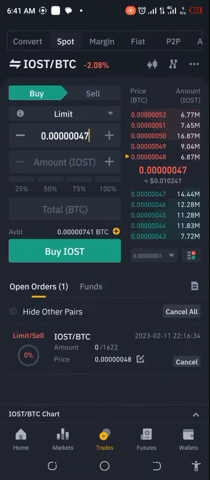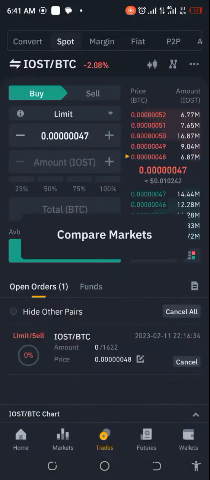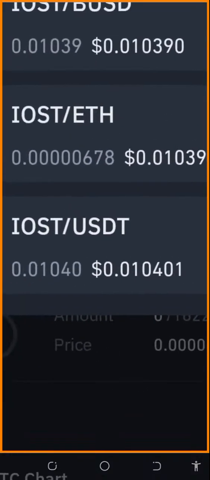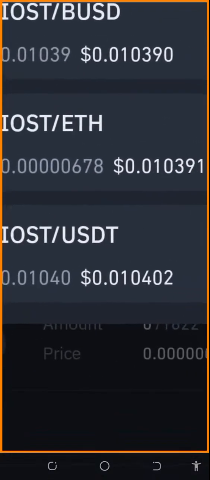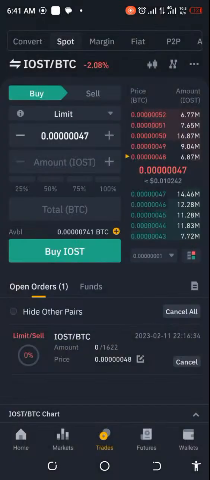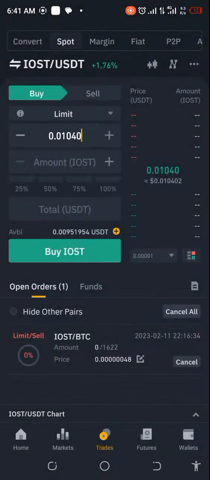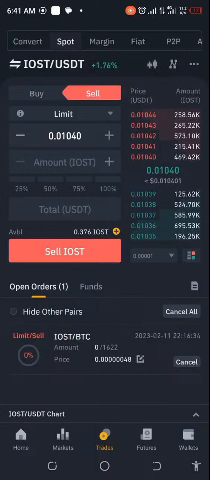So this is the time to employ the boomerang strategy. Okay, so let me go check the compare markets and see. Yeah, look at it. IOST USDT is actually 0.0104. So at this time, we can employ the boomerang strategy where we'll do the sellback strategy. We'll try and check if this is going to give us a profit. So let's put it there and simulate first. Let's click on sell, because we bought it at 0.0103.